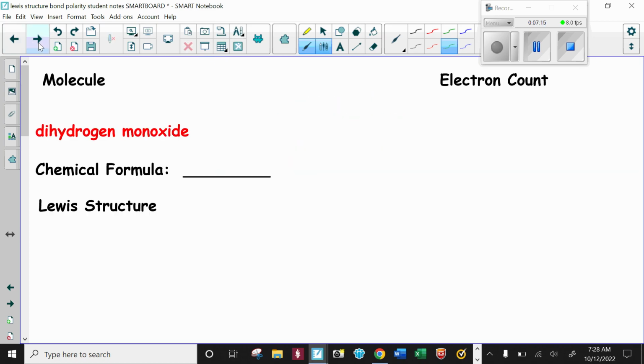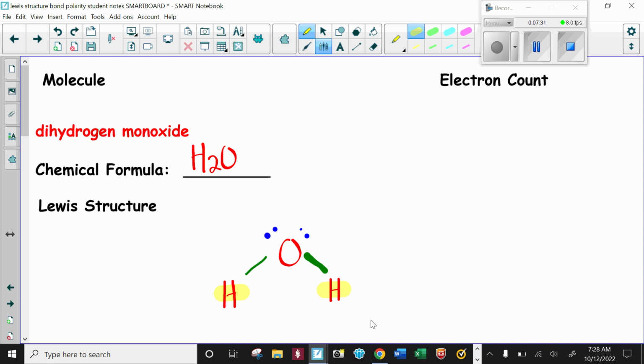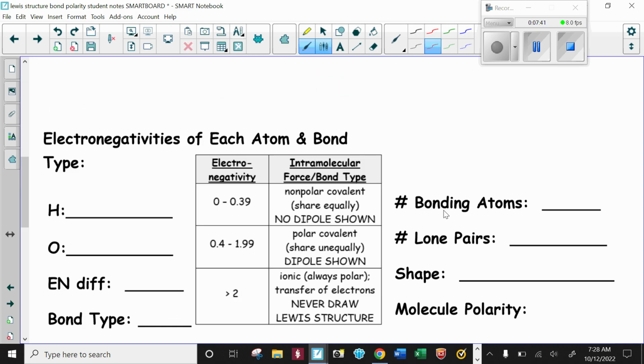All right, let's take a look at the hydrogen monoxide water molecule that we made. So again, we will need to find out how many bonding atoms we have. So remember, bonding atoms are those attached to the central one. So hydrogen's a bonding atom. That's another hydrogen atom that's a bonding atom. So we have 2 bonding atoms. Okay, the 2 H's here and here, those are my 2 bonding atoms.